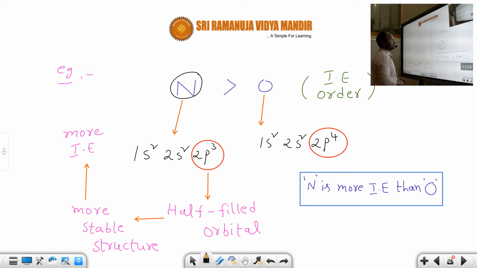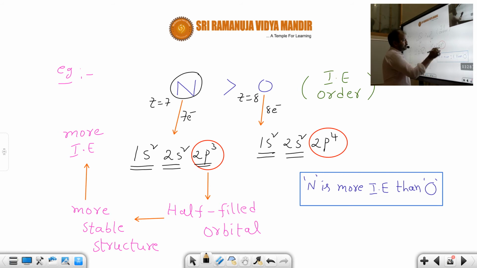Nitrogen and oxygen. So nitrogen's atomic number is 7, and oxygen's atomic number is 8. Whenever the atomic number is 7, the same number of electrons are there, 7 electrons. Atomic number 8 means 8 electrons. According to the Aufbau energy level diagram, you have to write the electronic configurations. For nitrogen, 1s2, 2s2, 2p3. For oxygen, 1s2, 2s2, 2p4.